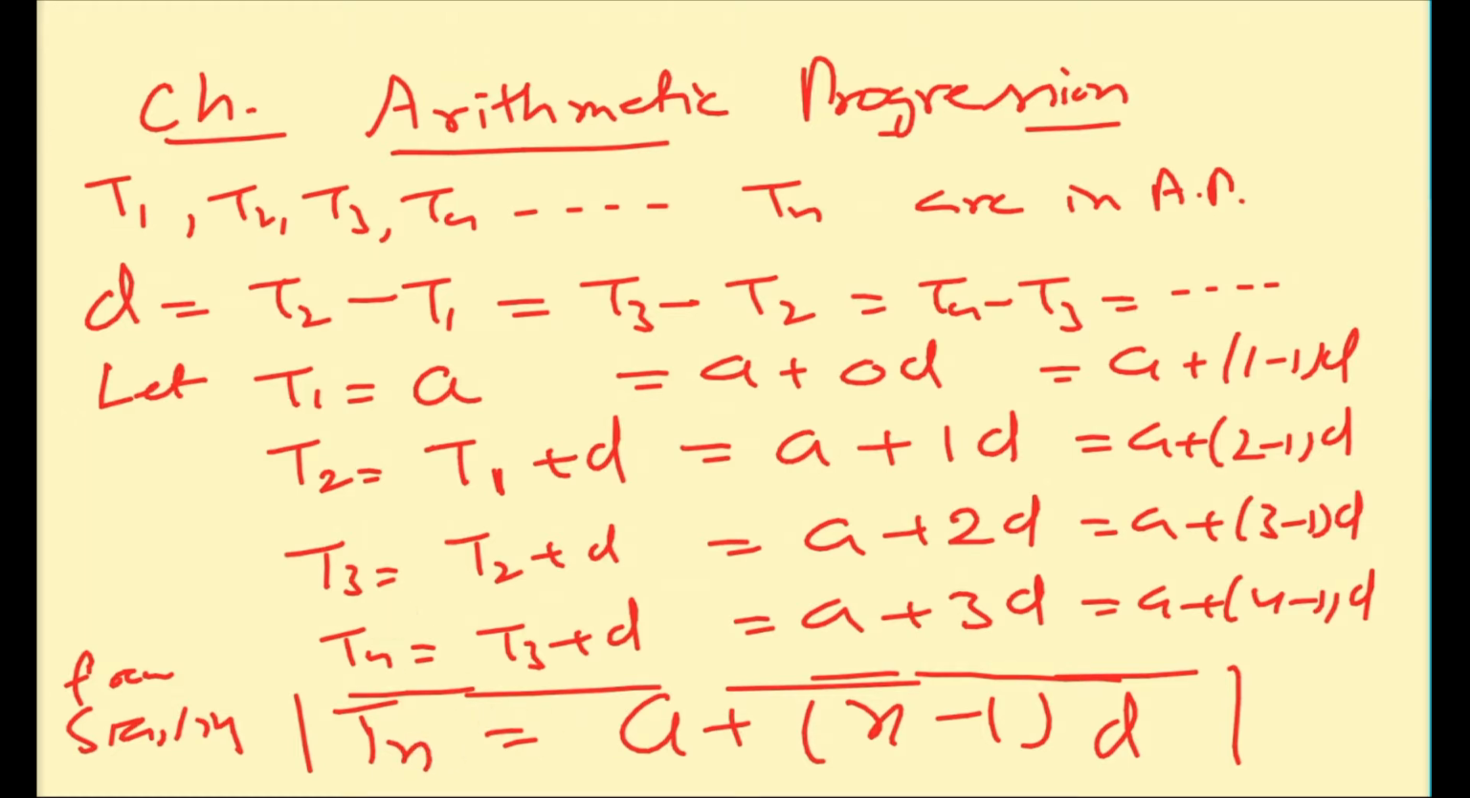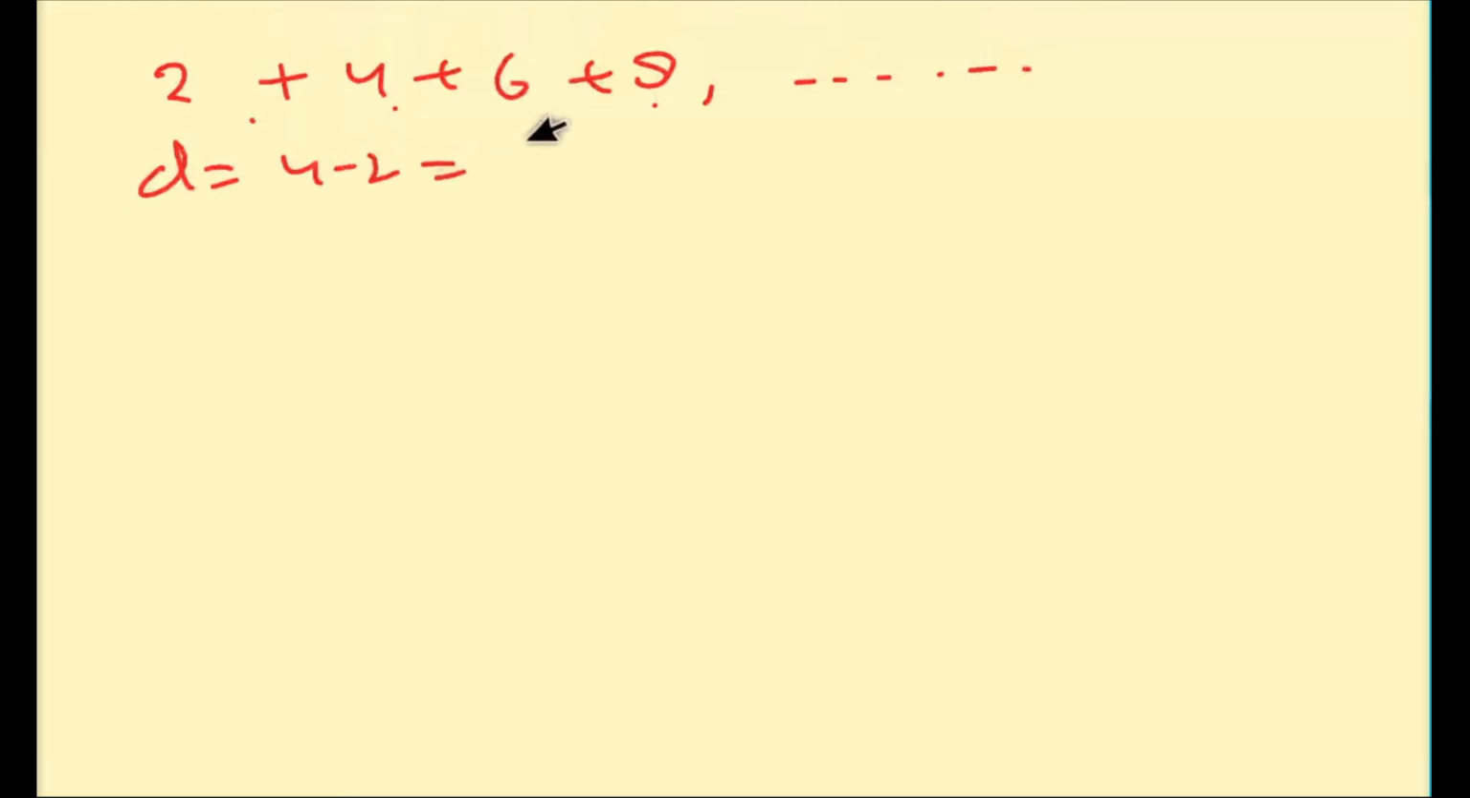Now let us start again. Let here be a series 2 plus 4 plus 6 plus 8. We want to find the first term, second term, third term, fourth term, and next, directly the 10th term. We can see here d equals 4 minus 2, equals 6 minus 4, equals 8 minus 6, equals 2, constant. So we can say it is an AP.